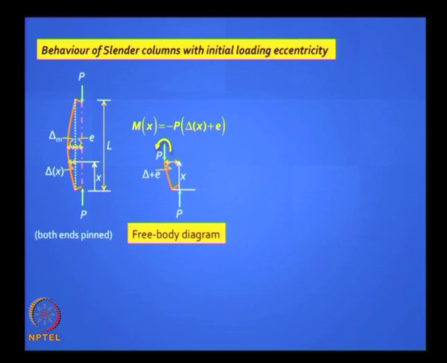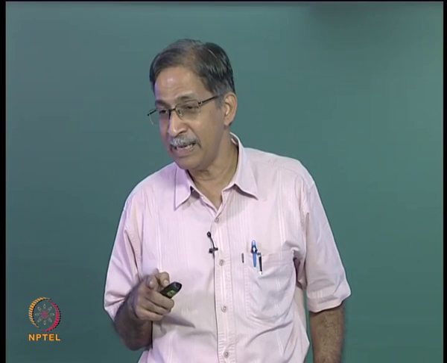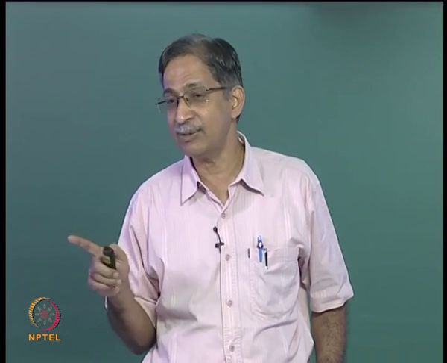Now, this is a case where both ends are pinned. If you study this case, you take a free body and write the equilibrium equation, your moment at any section in the deformed configuration. Please note, this is a big difference between second order analysis and first order analysis. In first order analysis, we wrote all our equilibrium in the undeformed configuration. In the undeformed configuration, delta won't come into the picture. You will have P into E only. That is first order analysis. In second order analysis, we are writing P into delta plus E, because we are saying delta is no longer negligible. Is it clear? That is the big difference.